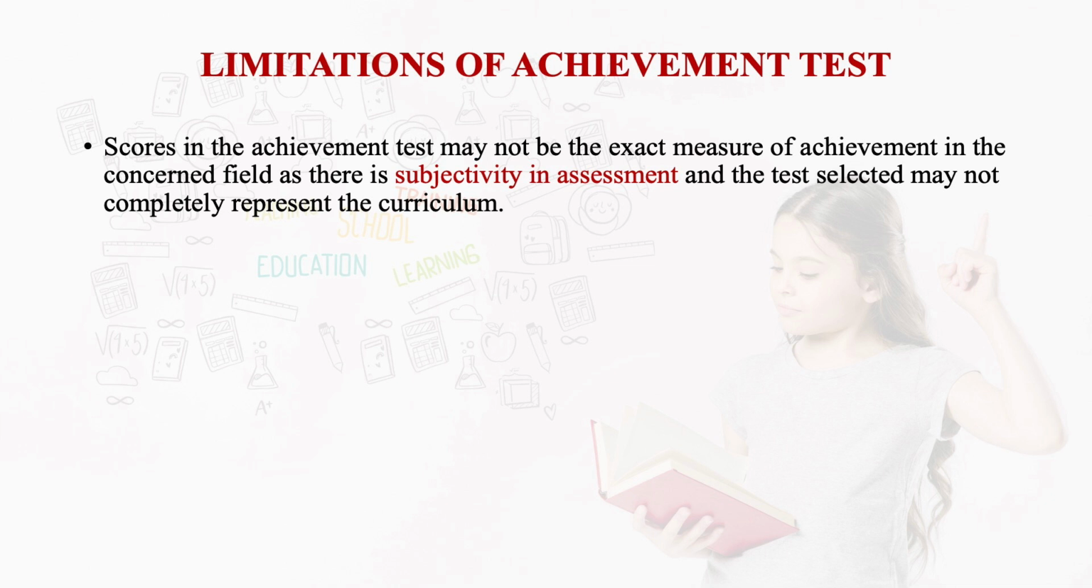Further, to go forward, these are certain limitations of the achievement test. Scores in the achievement test may not be the exact measure of achievement in the concerned field, as there is subjectivity in assessment. So friends, so far as assessment in science, education, social science and psychology is concerned, you will find that most assessments are subjective in nature. So this is another important aspect: when you are preparing a tool, and because of the subjectivity in the assessment, you cannot say that the scores the learners are getting are the exact scores.